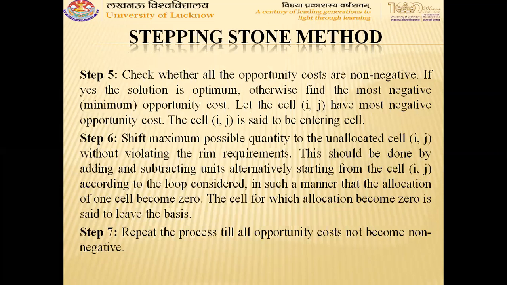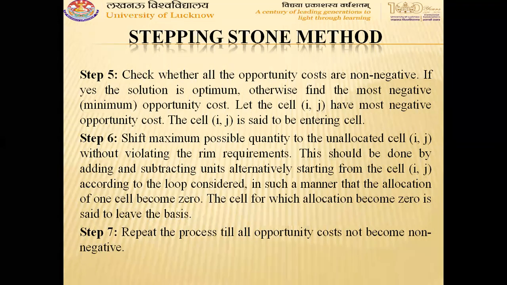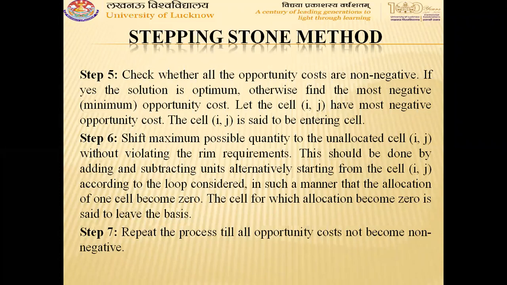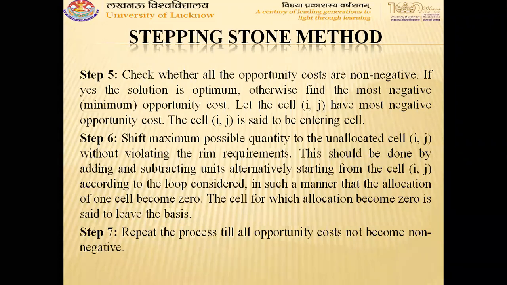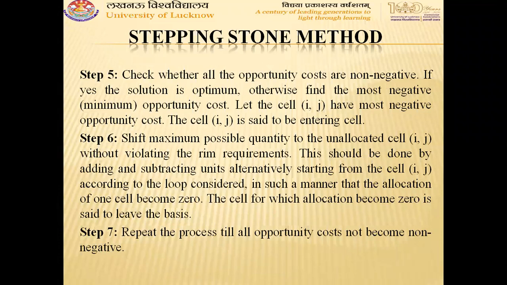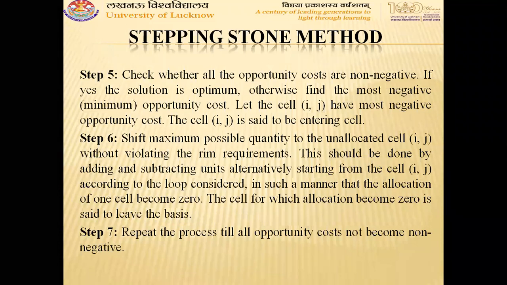If it occurs for cell i,j, then cell i,j is said to be the entering cell. Then we have to shift the maximum possible quantity to the unallocated cell i,j without violating rim requirements. That is, the maximum possible quantity is shifted to cell i,j such that row availability or column demand should remain unaffected.